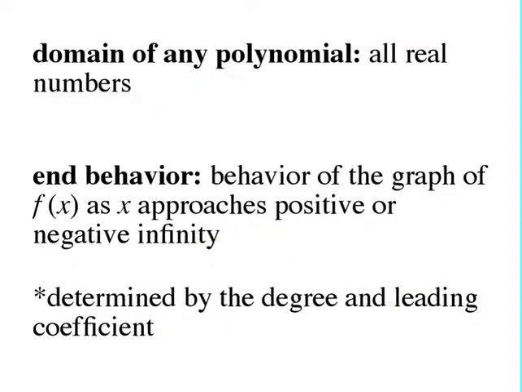So first of all, let's go ahead and look at this. The domain of any polynomial is all real numbers. So that's the case. It's always all real numbers. The end behavior is basically the behavior of the graph of f of x as x approaches positive or negative infinity. All you're doing there is saying what the graph does at the end. Does it go to positive infinity? Does it go to negative infinity? And it's always determined by the degree and the leading coefficient.